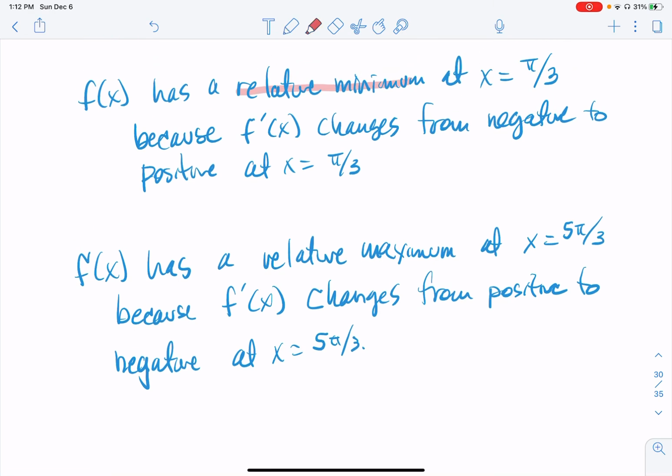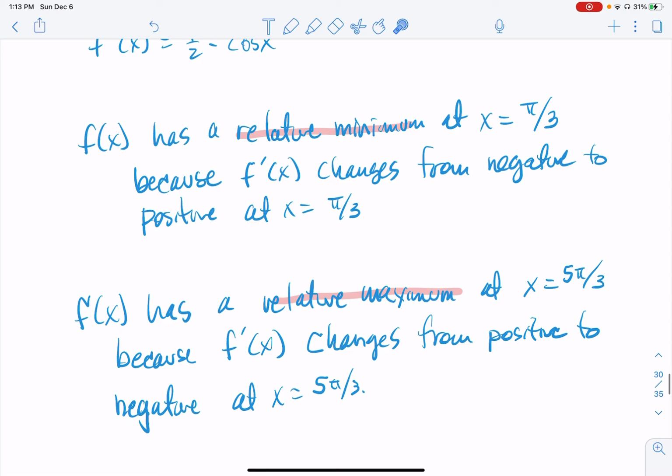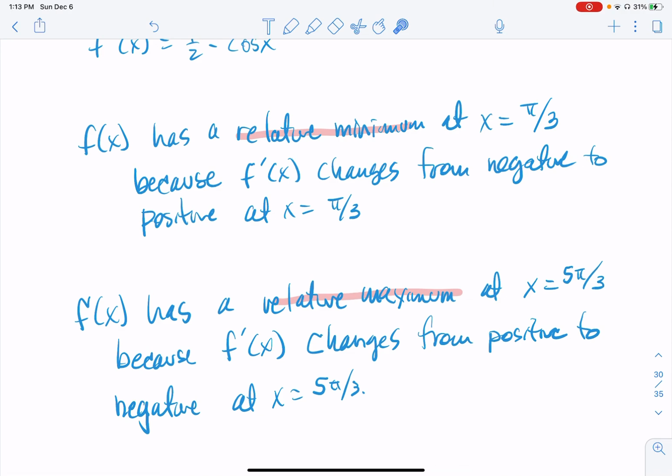All right, and alternatively, instead of saying that it changes signs, you can say that f prime of x is positive to the left and negative to the right of 5 pi over 3. And that would also justify that you had yourself a relative maximum at 5 pi over 3.